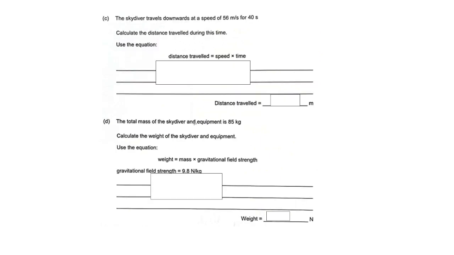Next, the skydiver travels downwards at a speed of 56 meters per second. So every second it's traveling 56 meters, and it does that for 40 seconds. Calculate the distance traveled during this time. So distance traveled equals 56 meters per second times 40, and that's 2,240 meters. Here they don't give us any indication regarding the number of significant figures, so we're going to leave our result like this.